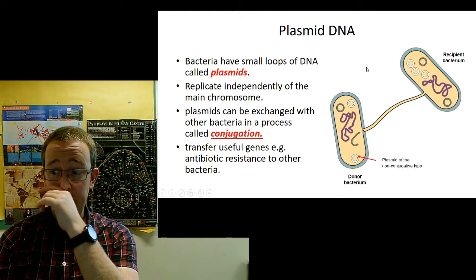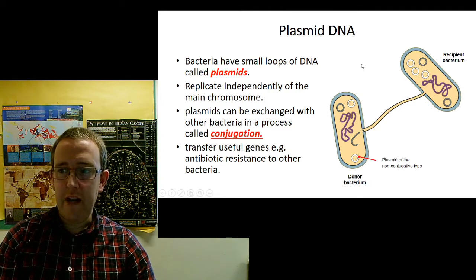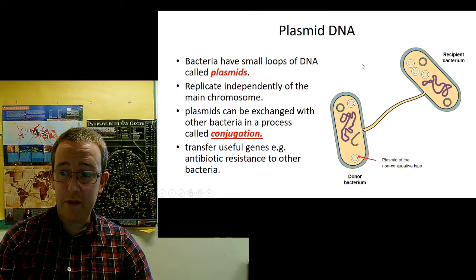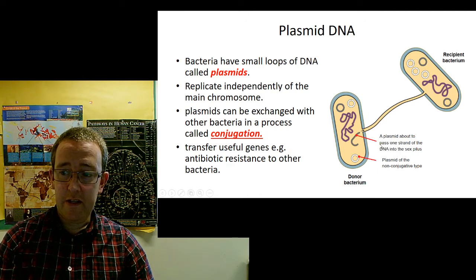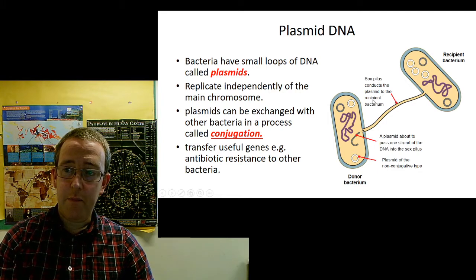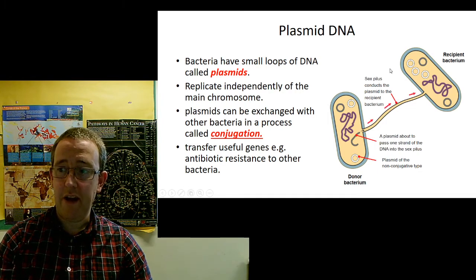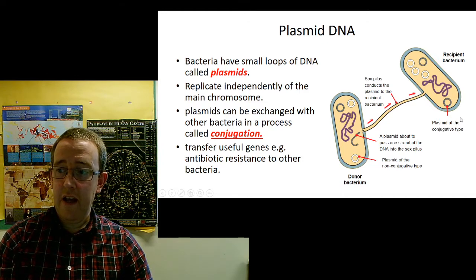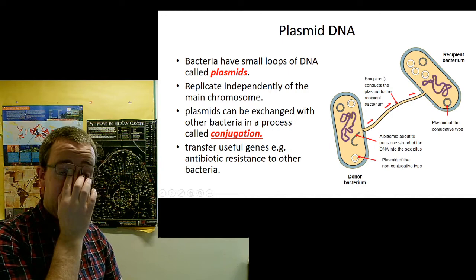Okay, so here we have a sort of labelled version of what's going on. So that's the plasmid of the non-conjugative type here, look. This plasmid is about to pass one strand of DNA into this pilus. Right, the pilus conducts the plasmid to the recipient bacterium, right through there. Okay, and in there you've then got the plasmid of the conjugative type. Okay, so that's basically how it works.